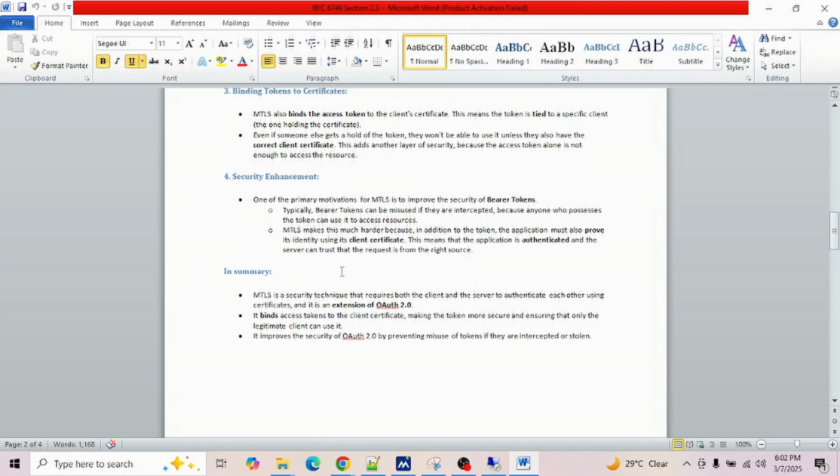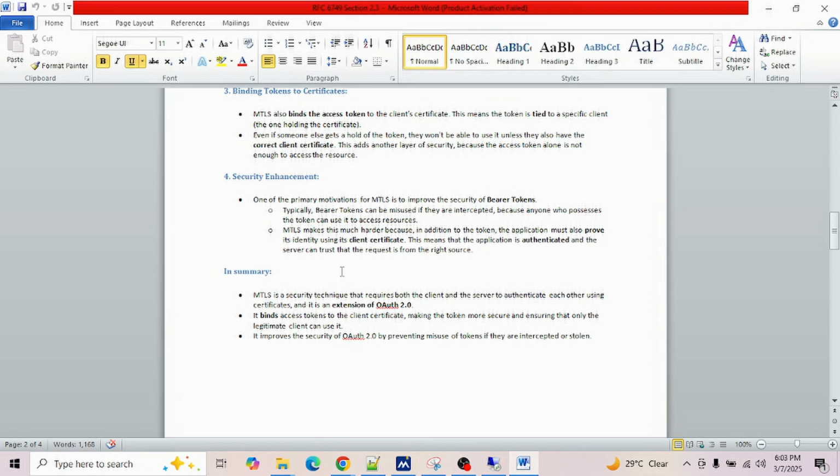One of the primary motivations for MTLS is to improve the security of bearer tokens. Typically, bearer tokens can be misused if they are intercepted, because anyone who possesses the token can use it to access resources. Whereas MTLS makes this much harder, because in addition to the token, the application must also prove its identity using the client certificate. This means the application is authenticated and the server can trust that the request is from the right source.